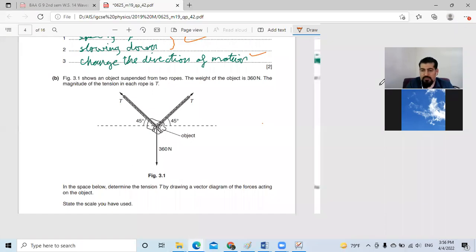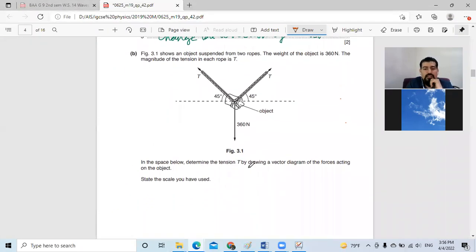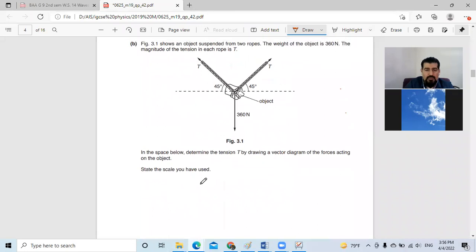In the space below, determine the tension T by drawing the vector diagram of the forces acting on the object. State the scale that you will have. Now, let me show you something.